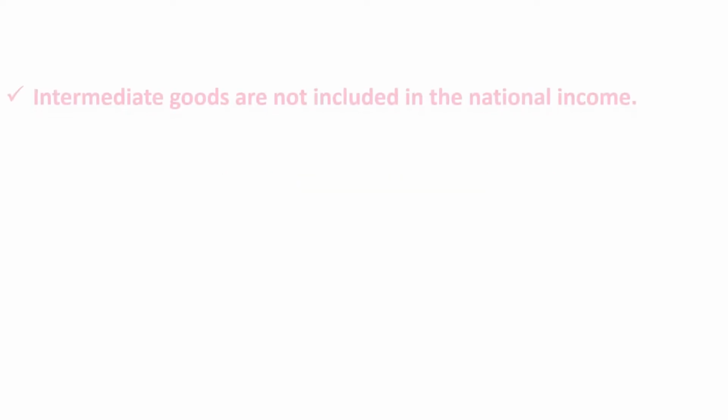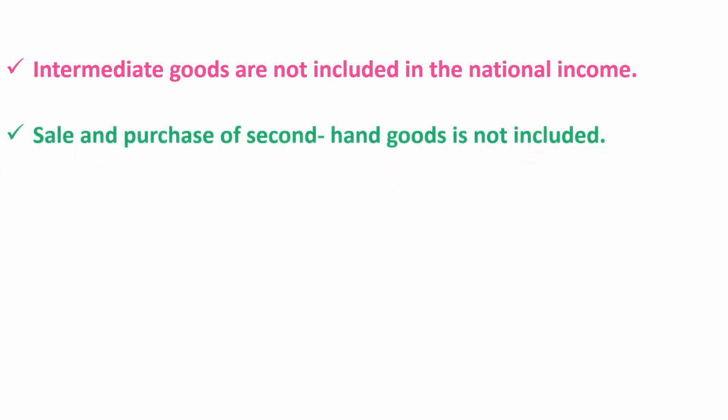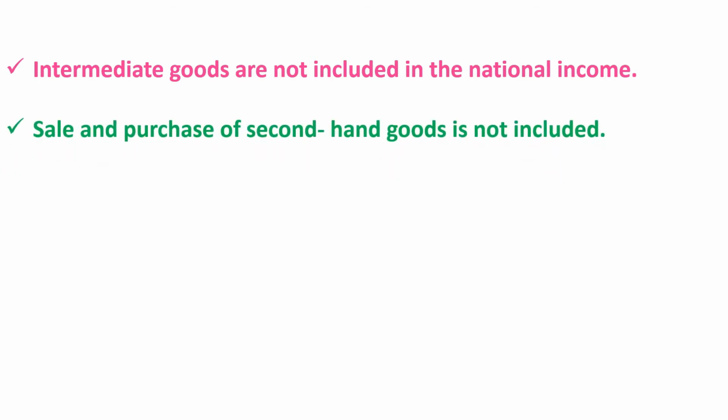Precautions. Intermediate goods are not included in national income. Such goods are already included in the value of final goods. If they are included again, it will lead to double counting. Sales and purchase of second-hand goods is not included. Second-hand goods were included in the year in which they were produced. However, any commission or brokerage on sale or purchase of these goods will be included in national income.